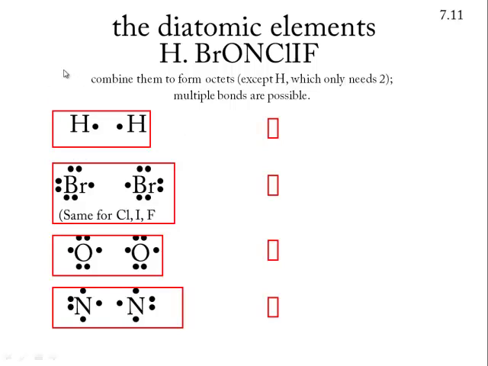Okay, let's combine them to form octets. Note that multiple bonds are possible. This won't be an octet because hydrogen only needs 2 valence electrons to complete its outer shell, since it's the first shell and it only has 2 electrons. There it is. That's what hydrogen looks like. Bromine, single bond should do it.